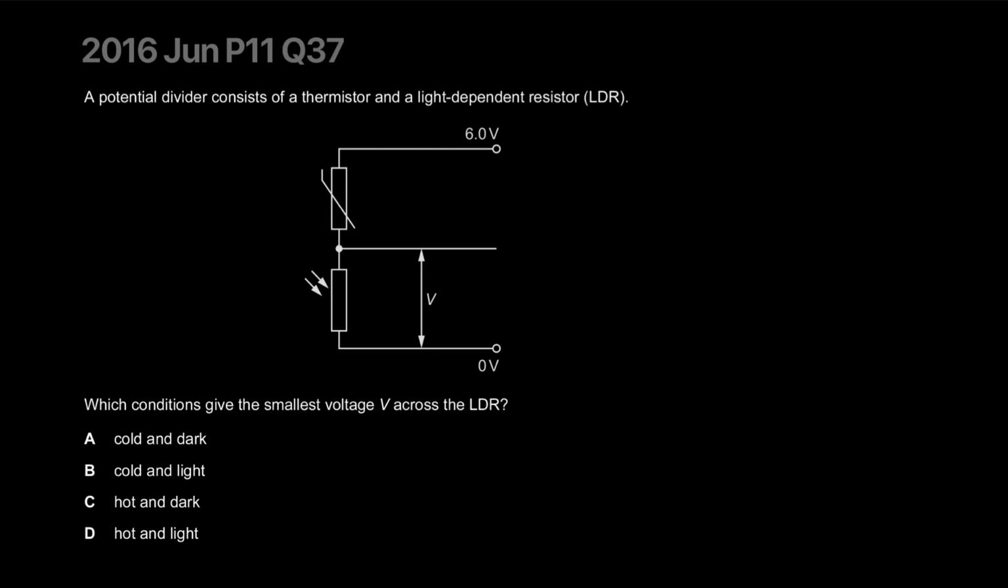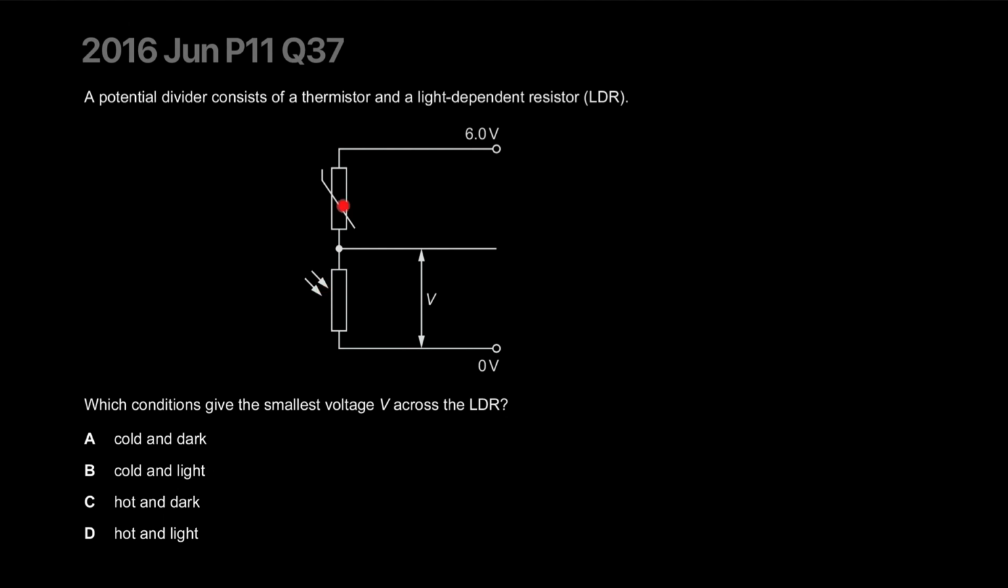All right, this is probably my favorite question so far, and I'll explain why. A potential divider consists of a thermistor and a light-dependent resistor. This is the setup. It's literally in series. Which condition gives the smallest voltage V across the LDR? So you want the smallest amount of voltage.